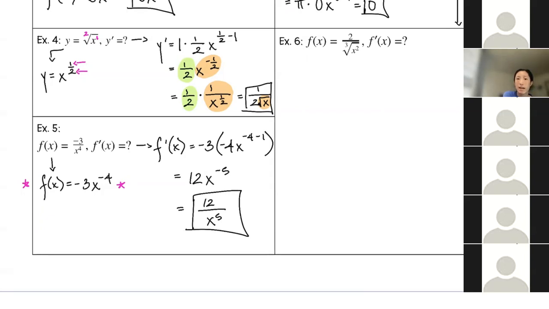(12x to the -5). No, that's why I'm boxing this answer. I want us to write it this way. Okay. And here's why. I find that if you only know how to get to here, but you cannot get to here, there's probably some algebra that you need to practice. So I'm gonna make you practice that. Okay.